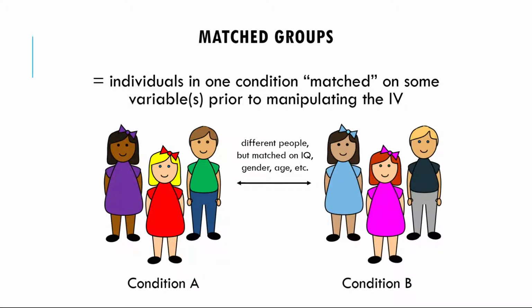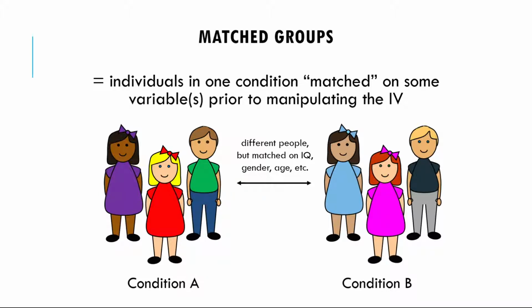Matched groups. An alternative to simple random assignment of participants to conditions is the use of a matched groups design. Using this design, participants in the various conditions are matched on the dependent variable or some extraneous variables prior to the manipulation of the independent variable. This guarantees that these variables will not be confounded across the experimental conditions.